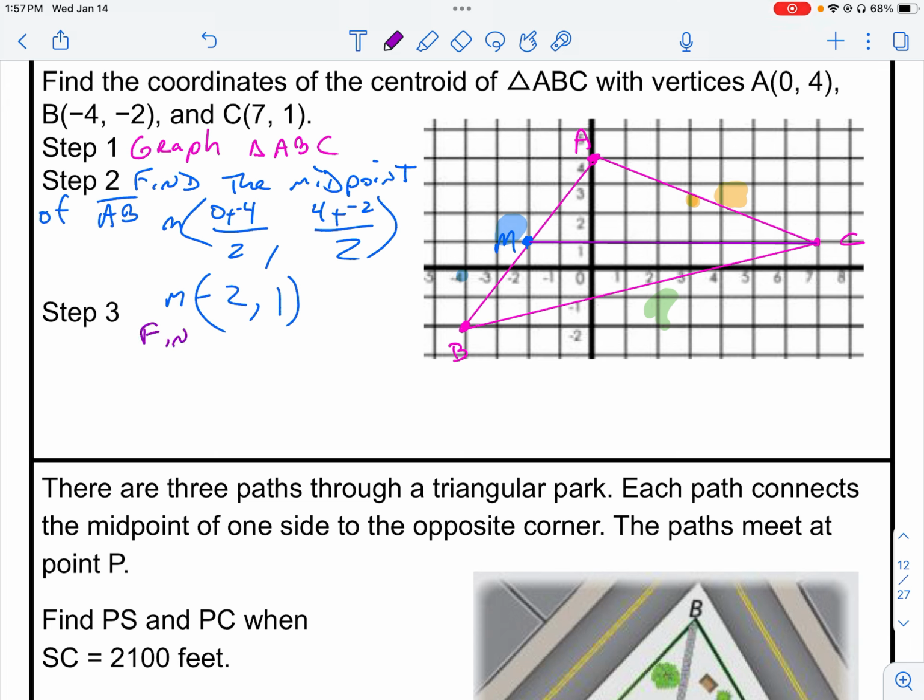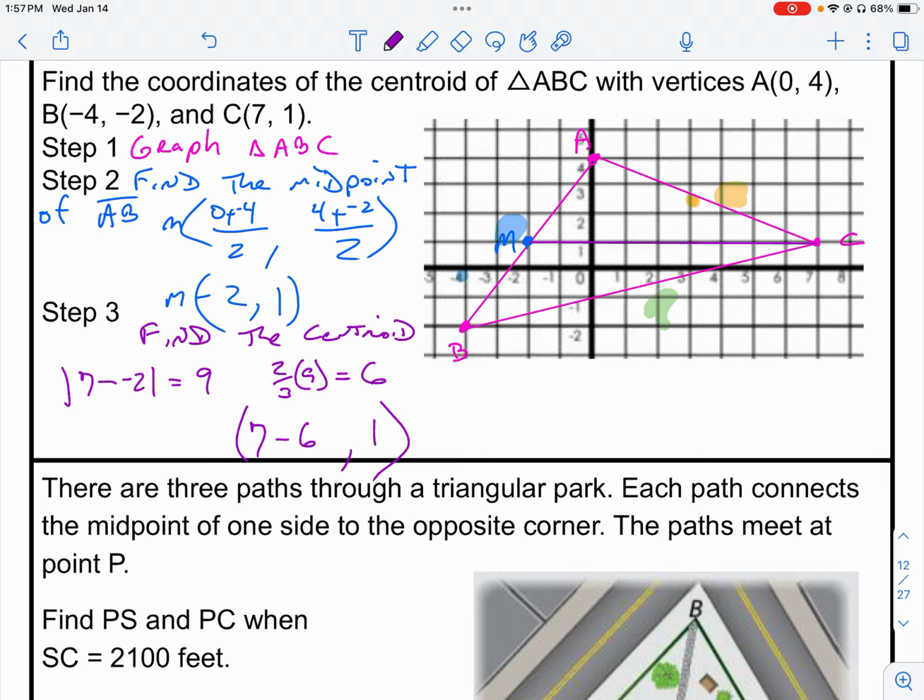So now let's find the centroid. So we're going to do the distance of C to M. So we get the absolute value of 7 minus -2 equals 9. 2/3 of 9 equals 6. So I got to go 6 to the left from C. So 7 minus 6, 1. So my centroid, P, is going to be 1, 1. 1, 1 is right there. There is my centroid.